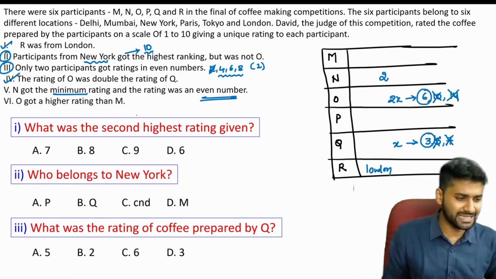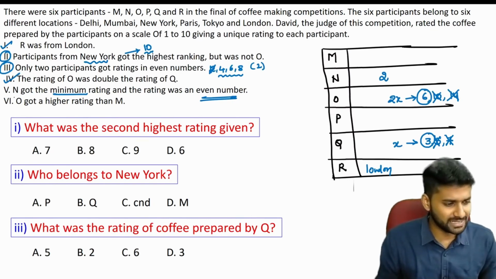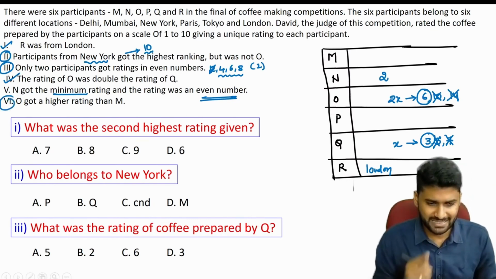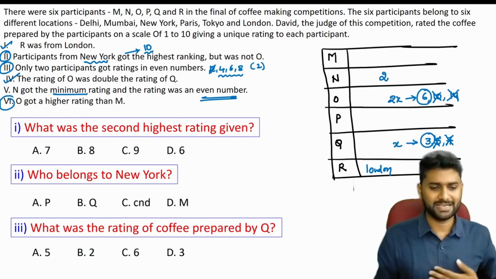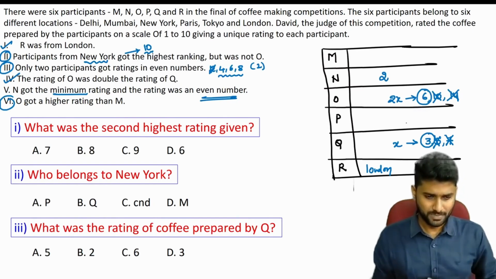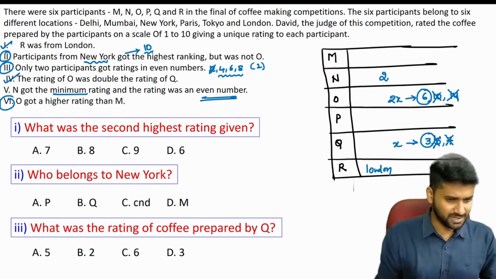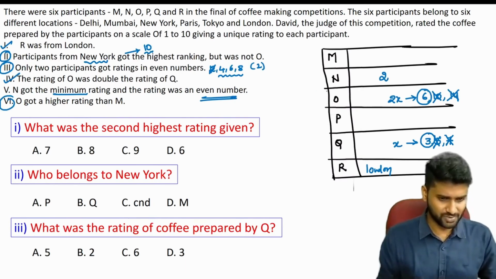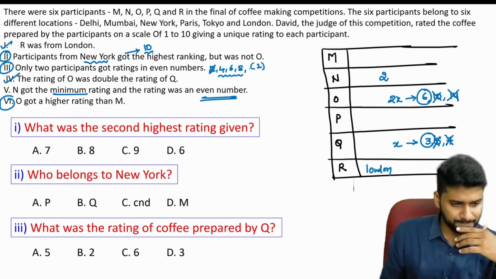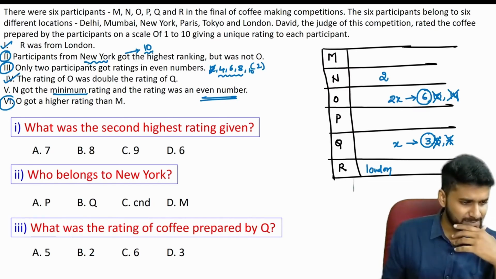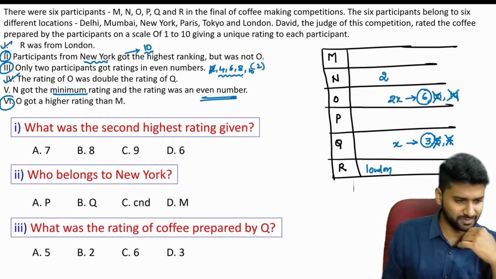So O got a higher rating than M. So O's rank is higher than M. Okay, this is the data we have. Now the next one: O is not the highest one. Guys, we already know that, and the participant from New York got the highest rating but not O. Okay, we have that information.